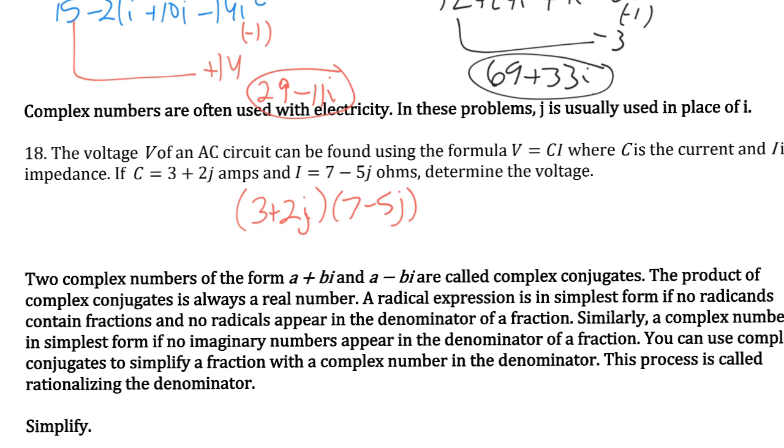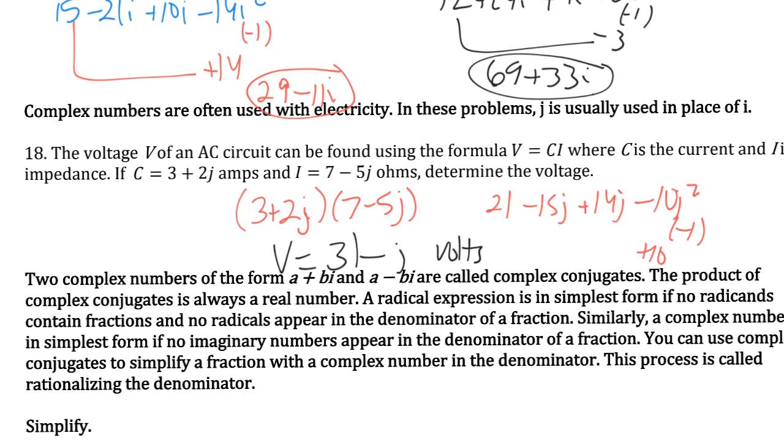And so to multiply these together, you're going to get 21 minus 15j, and then plus 14j, and then minus 10j squared. Again, j represents i, the square root of negative 1. j squared would be negative 1 as well, so that's going to be a positive 10. So 21 and 10 give us 31. Your answer to this question would be the voltage is equal to 31 minus 1j, and you can put a coefficient if you want to, and this would be in volts. Okay, so a common application is to multiply those together.